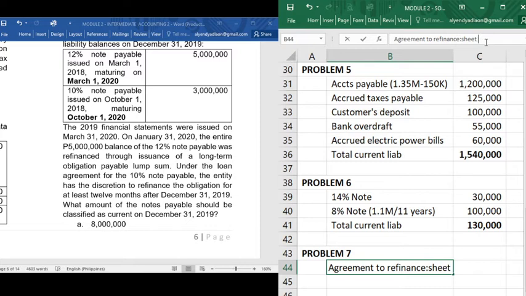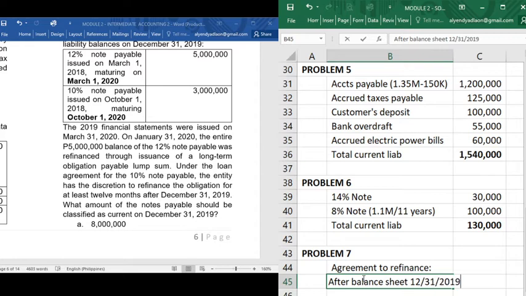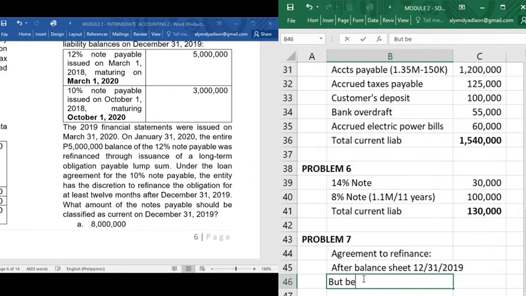If it is made after the balance sheet date, that is December 31, 2019, but before the date the financial statements were issued, that is March 31, 2020.